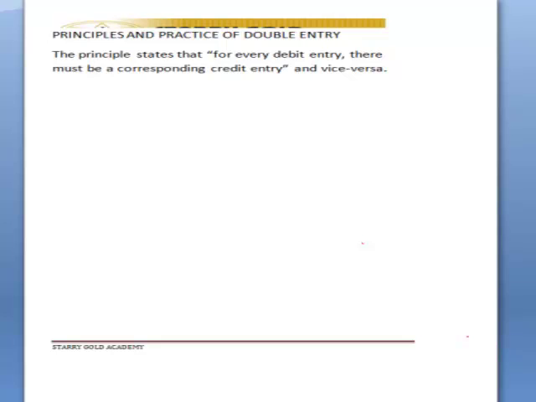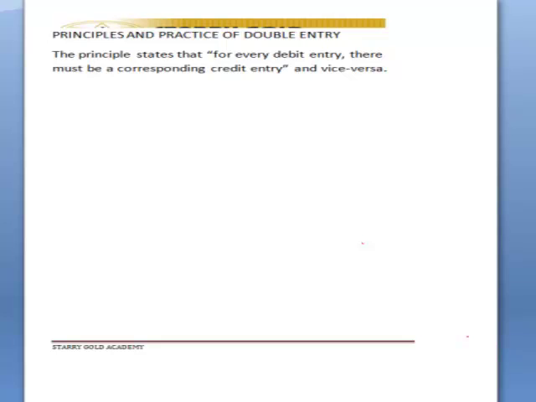Now the principle states that for every debit entry there must be a corresponding credit entry, and vice versa. What we mean here is that for every debit entry, a corresponding credit entry must be made. And for every credit entry, there must be a corresponding debit entry as well.